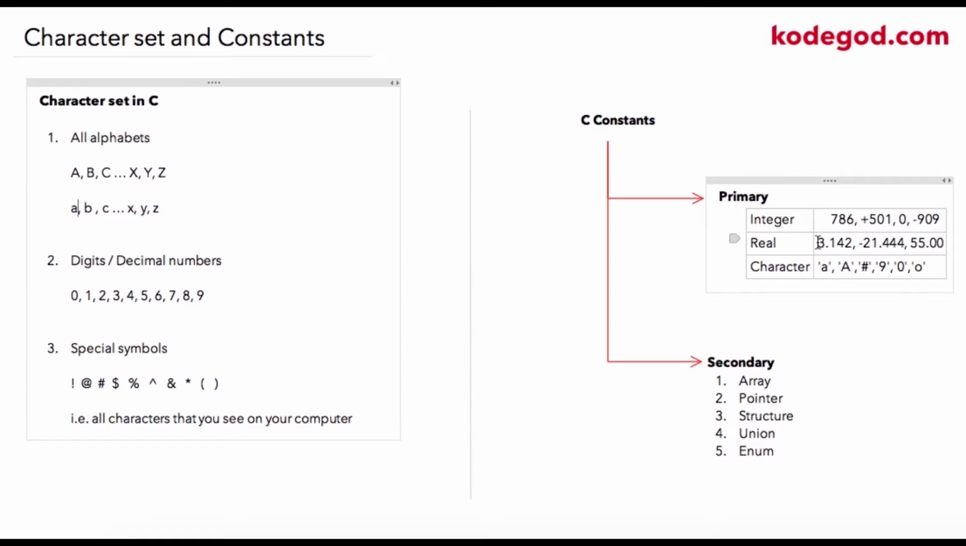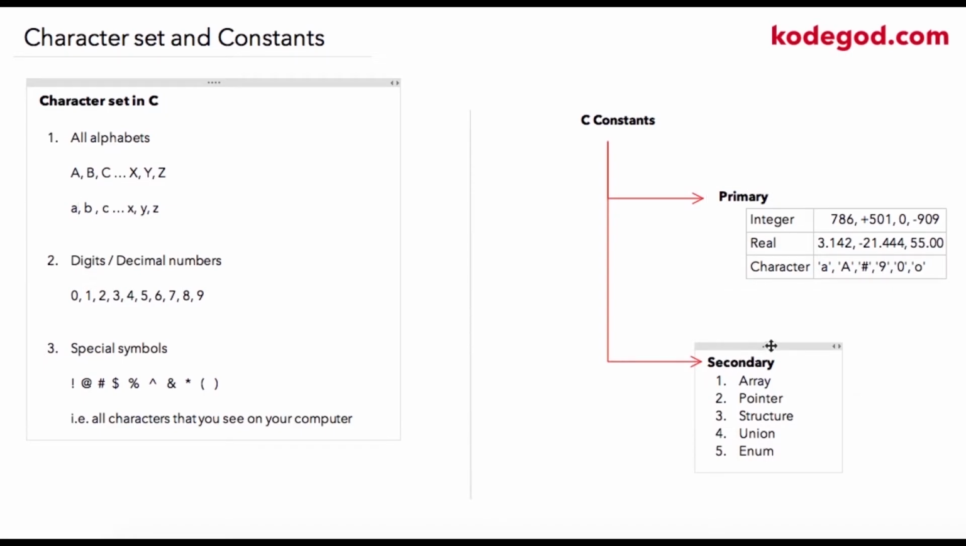Similarly, we have real constants which have a decimal point in them. So 3.142 is a real constant, minus 21.444, 55.00. These are also real constants. Then we have character constants. So small a, capital A, all special symbols. In fact, digit 9 as a character can be a character constant.